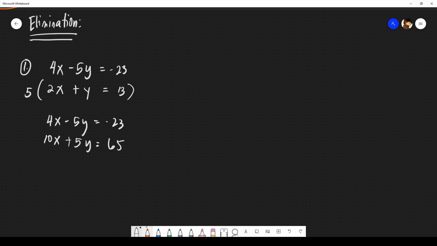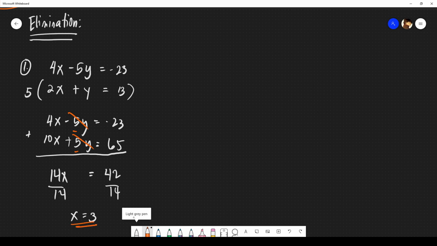As you can see here, the values of y have the same coefficients now, which are negative 5 and 5. Therefore, if we add equation 1 and equation 2, we can then eliminate the value of y. Negative 5y plus 5y is 0. So that will give us 14x is equal to 42. Dividing both sides by 14, we will get x is equal to 3. So this is the first missing value, which is x is equal to 3.